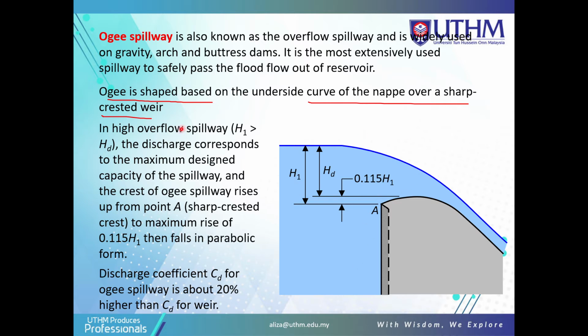In a high overflow spillway, when H1 is more than HT, the discharge corresponds to the maximum design capacity of the spillway. The crest of the OG spillway rises up from point A to a maximum rise of 0.115 H1, then falls in a parabola. The discharge coefficient CD for an OG spillway is about 20% higher than CD for a weir. This is more on theory.